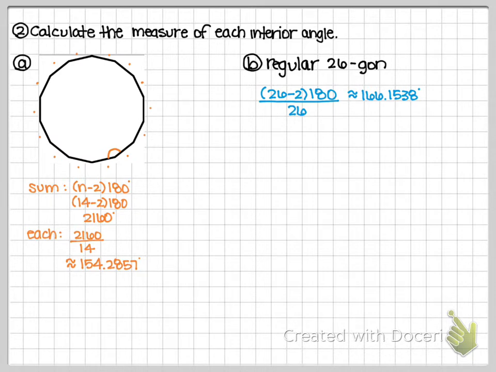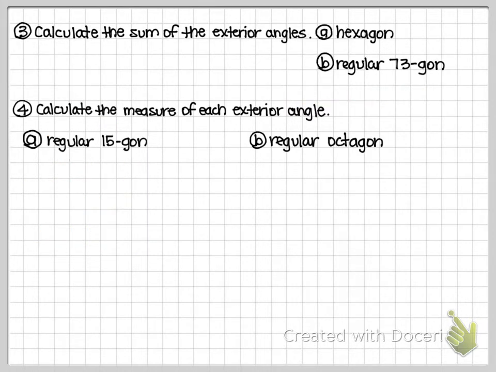So again, we can only find each interior angle if we are told that it is regular, or we are given a picture where we can actually solve for x or y or z or whatever is identified for us. Okay, moving on, question number 3.